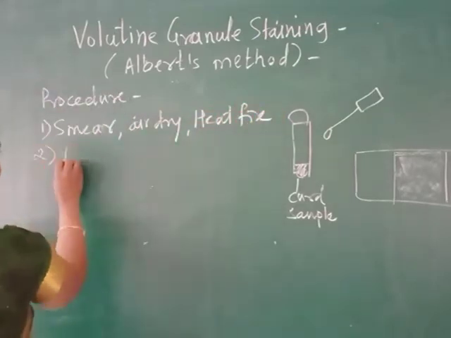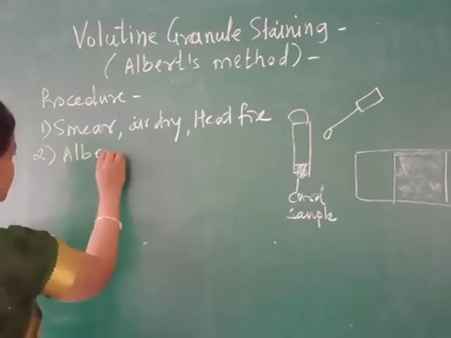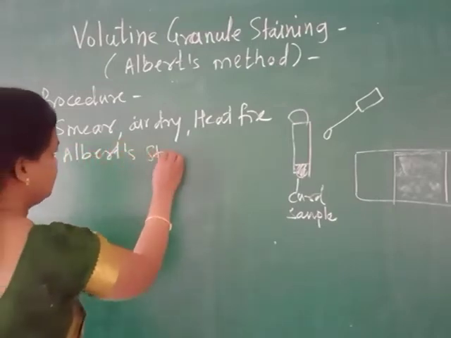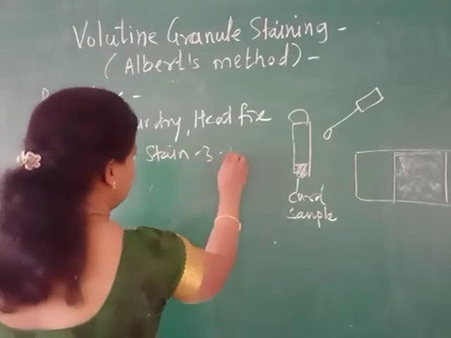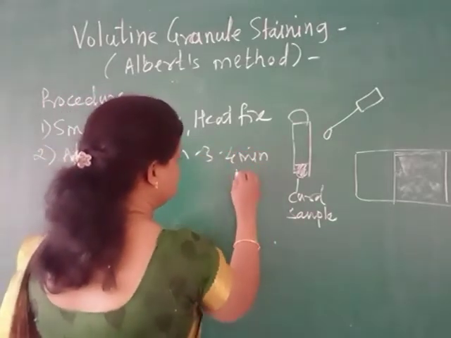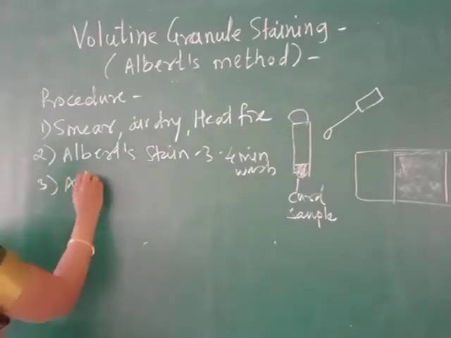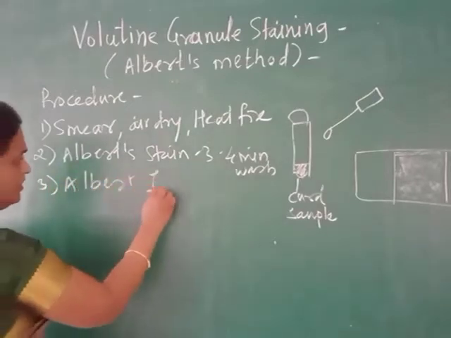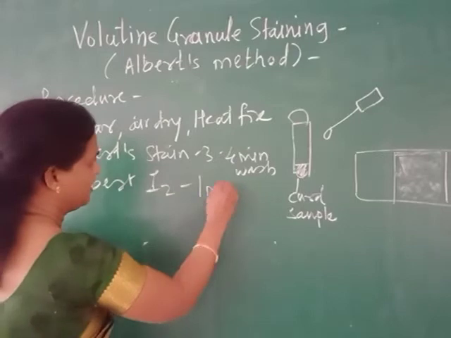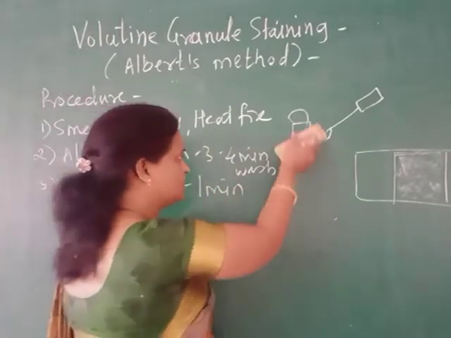During the second step, apply Albert's stain for 3 to 4 minutes. After 3 to 4 minutes, wash the slide. That is your second step. Then the third step is to apply Albert's iodine for 1 minute. After 1 minute, wash the slide.